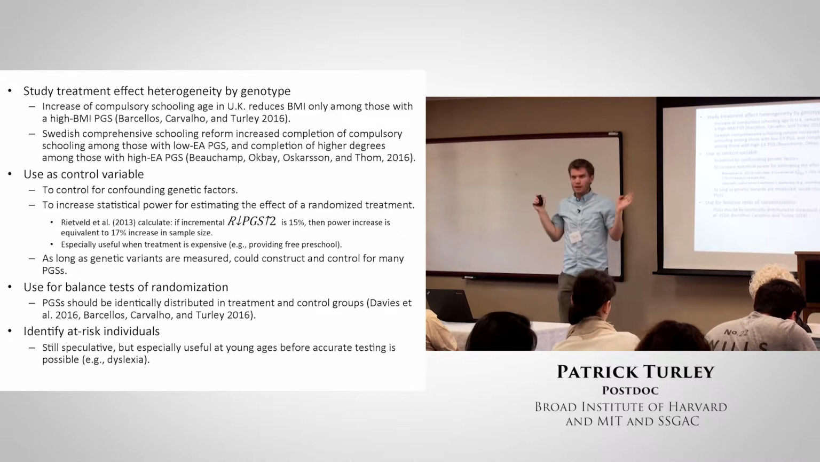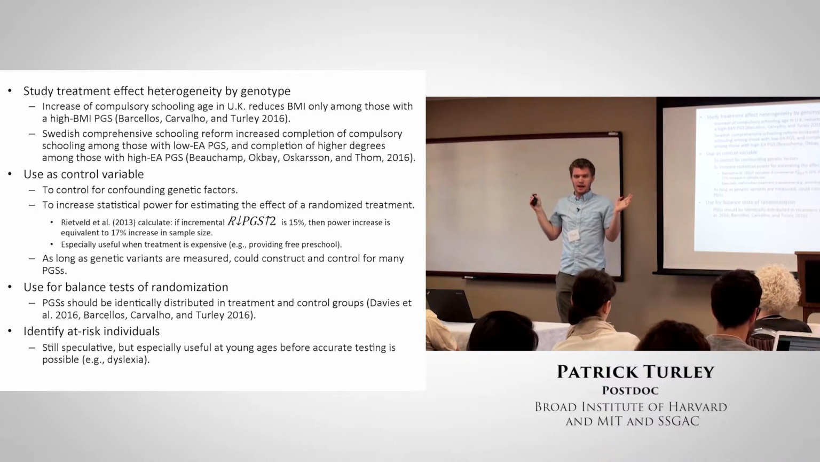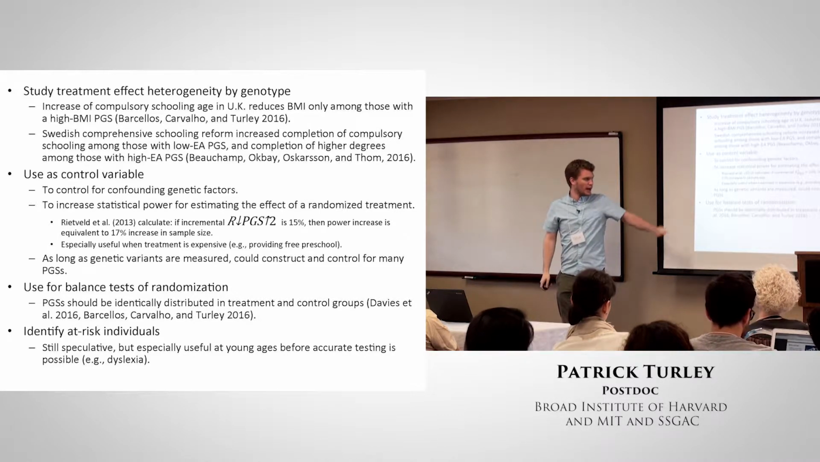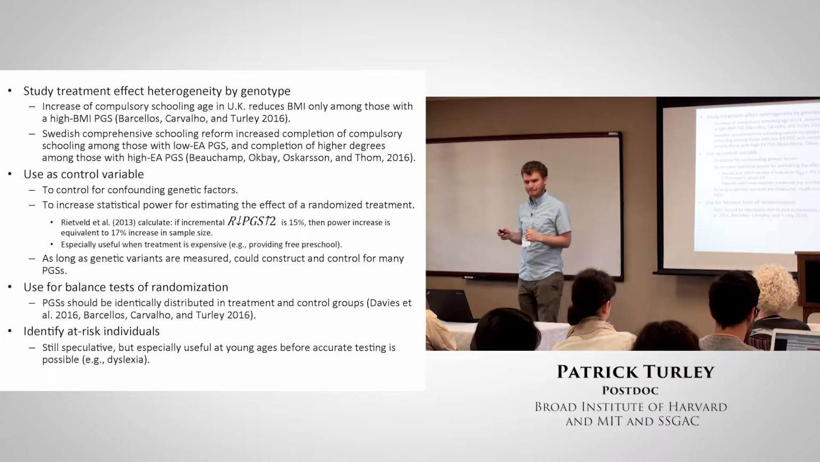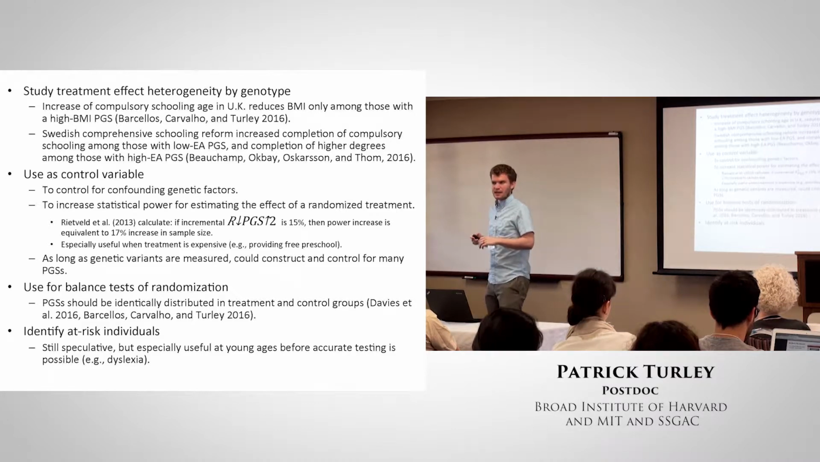And so polygenic scores seem like ideal balance test variables because they're predetermined, and so it's just very clean. You can compare the distribution in treatment and control, and if they're the same, then you're good. But if they're different, then maybe it means there's a problem with your randomization.